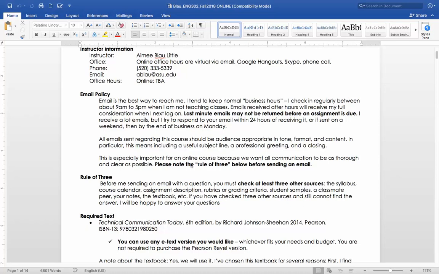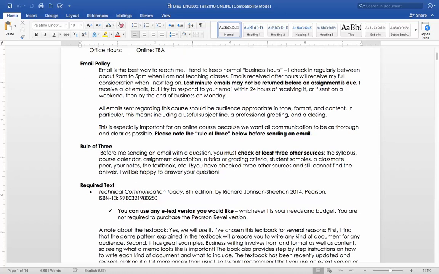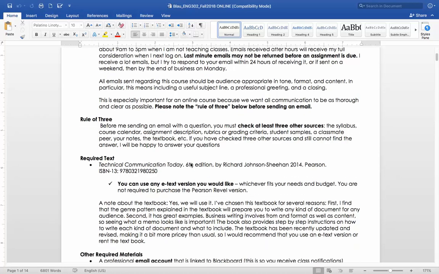You should make sure that your emails are professional and appropriate in their tone, format, and content, and make sure that you're using a professional greeting and a closing and things like that. So we do want communication to be as thorough and complete as possible.